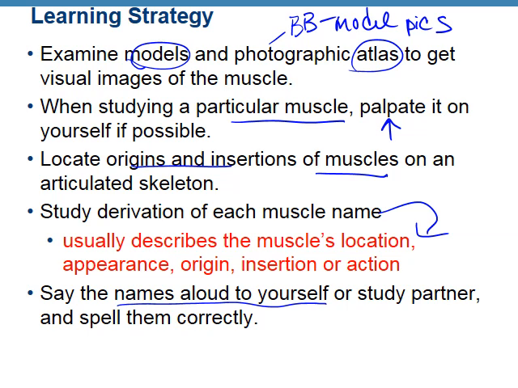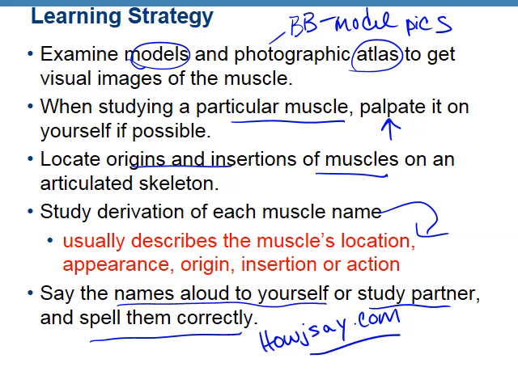Say the names aloud to yourself or to a study partner. Spell them correctly. You will be taken off for spelling. So if it's spelled incorrectly, you'll only receive half the points even if you identify the muscle correctly. The other thing that I would do is, if you're worried about pronunciation, go to howwouldyousay.com. Great website. You can type in the muscle name and it'll tell you how to say it.